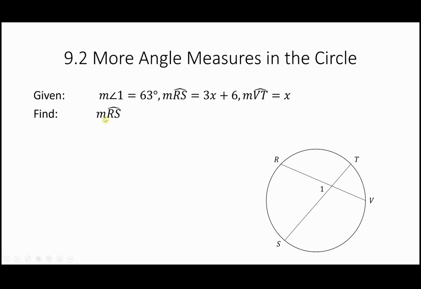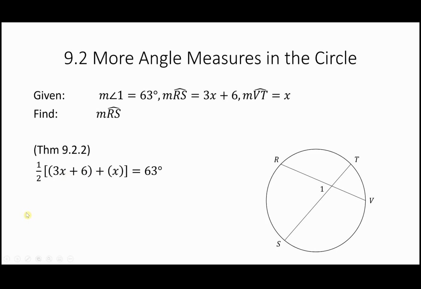So if we want to find the measure of arc RS, we've got to use the fact that the measure of angle 1 is half the sum of the intercepted arcs RS and TV. So here, referencing theorem 9.2.2, in which that is stated, we're going to take half of the algebraic representations that give us the measure of arcs RS and VT.